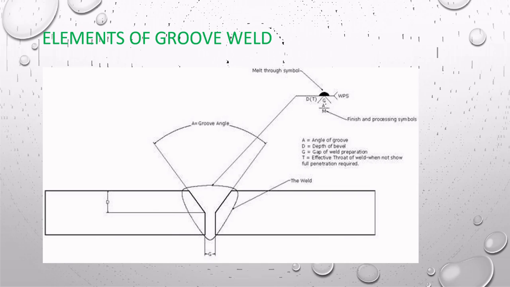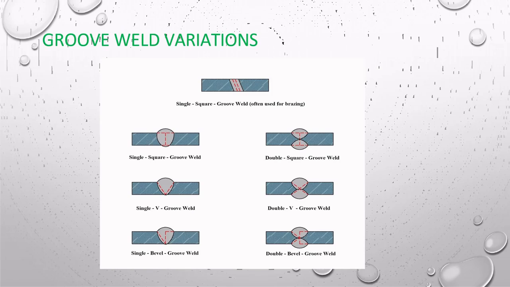Okay, next is groove weld variation. There are 6 types of groove weld variation. Number 1 is single square groove weld. Number 2 is double square groove weld. Number 3 is single V groove weld. Number 4 is double V groove weld. Number 5 is single bevel groove weld. And last, double bevel groove weld.